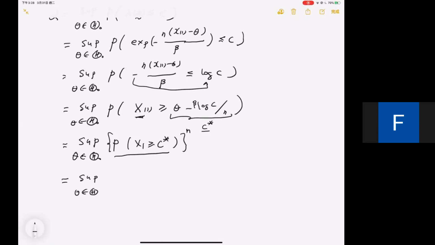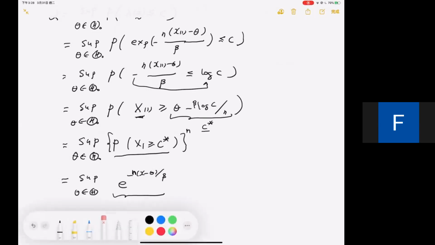Right here I want to just give you the answer directly. This is exponential of minus x1 minus theta divided by beta. That's the survival function, 1 minus the CDF of x1. Then I do a power n right here. Then it's much easier to solve. What function is this function?